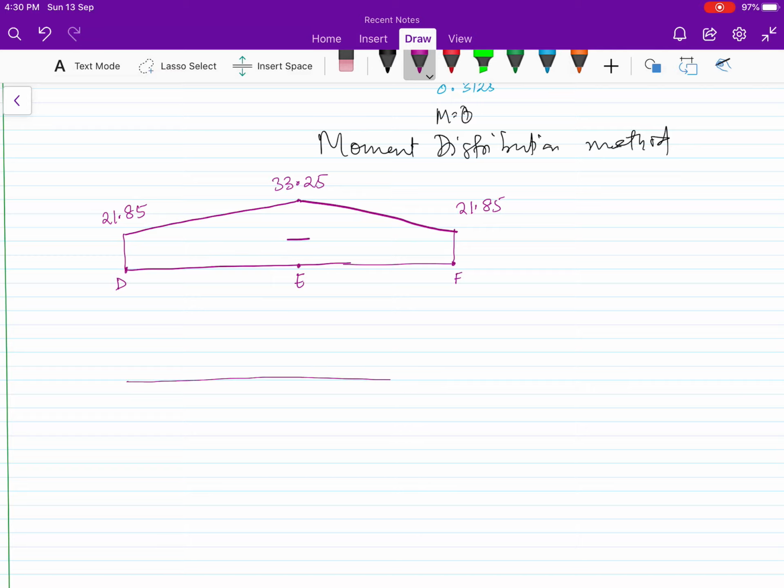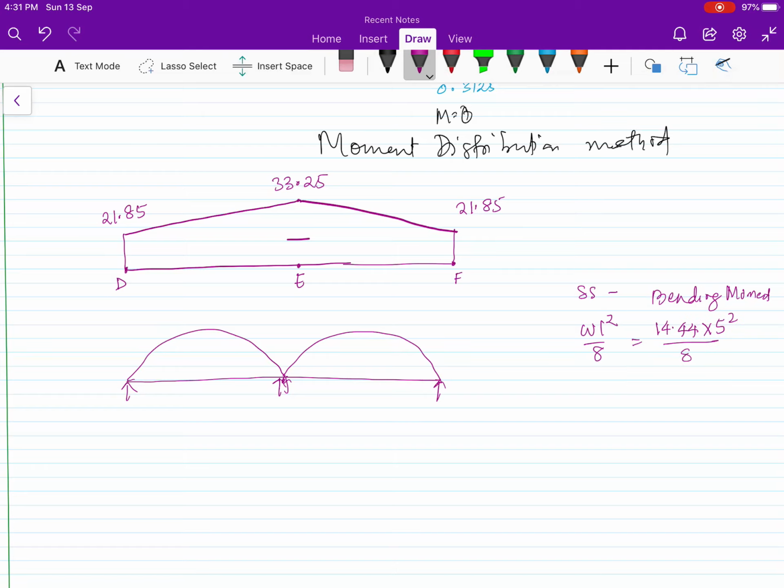Now we are going to superpose the positive moment. So if you draw the simply supported case individually for both the spans, what is the value? WL square by 8 is your bending moment for the simply supported case. W is here 14.44, into span 5 square by 8, so you get 44.125 kilonewton meter. So these are the positive moments.